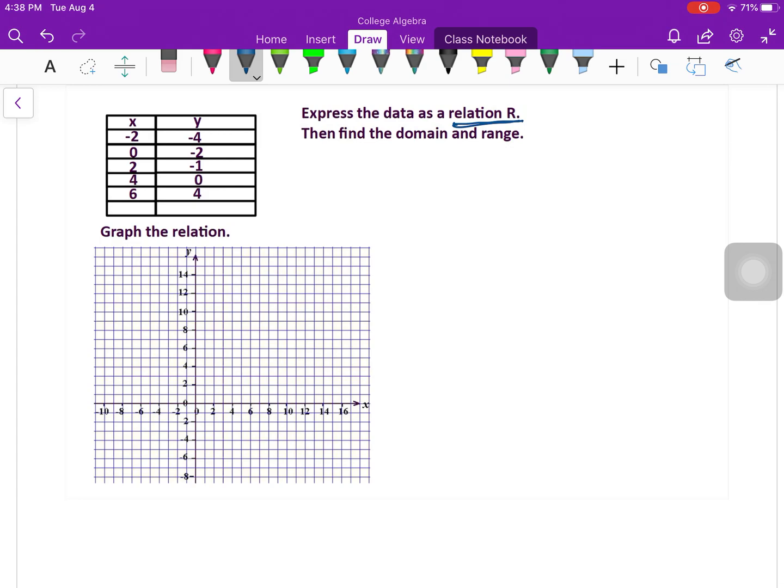Next, it says express this data as relation R. They're just naming the relation. Again, they're just naming the set, that is a bunch of ordered pairs. Then find the domain and the range. So my relation is R. So R equals, and I list it as a set of ordered pairs.